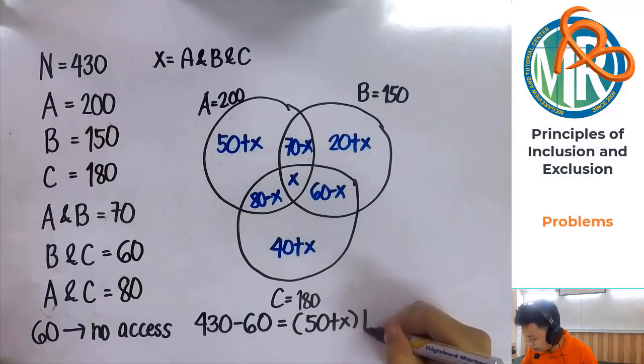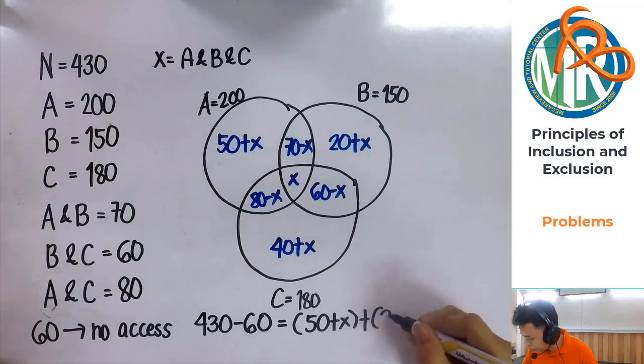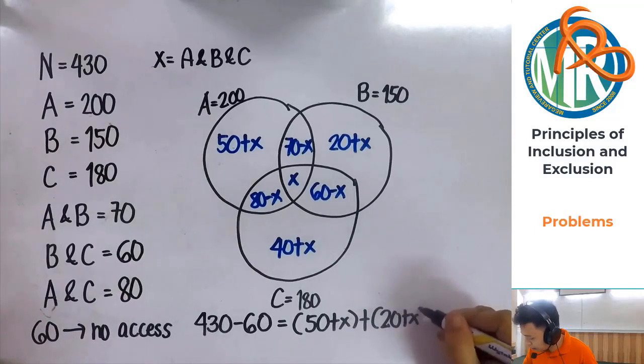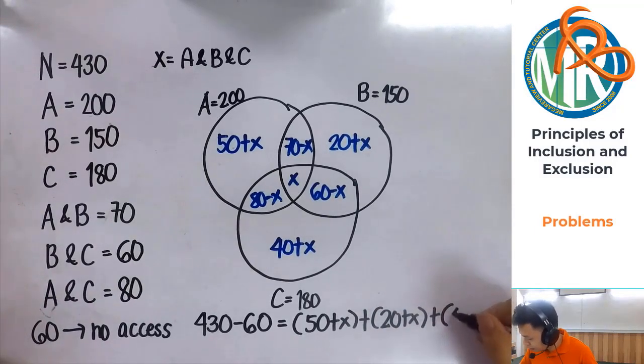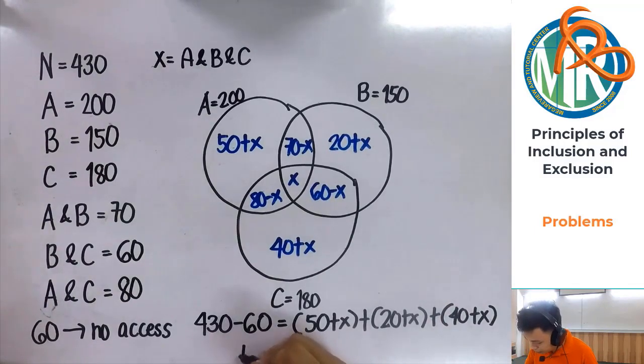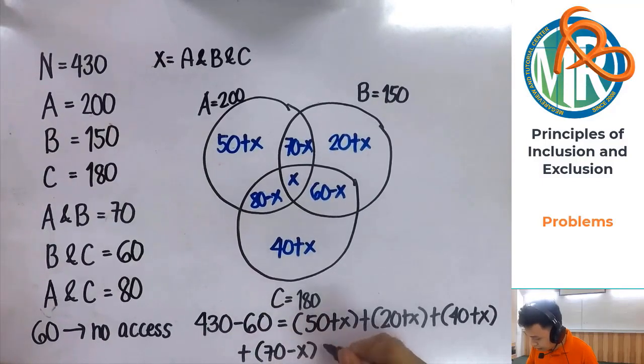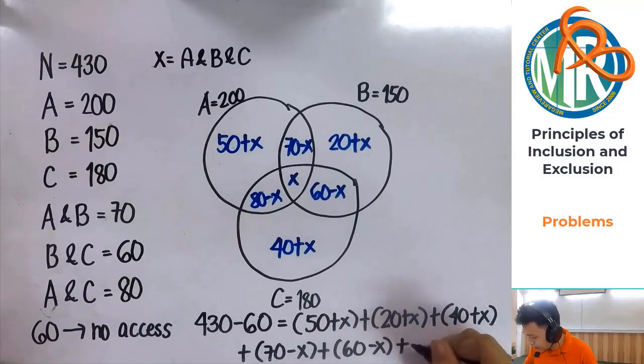So, i-add natin ito, lahat ng elements na nandito, this will be 50 plus X. This is plus 20 plus X. This is plus 40 plus X. So, idagdag pa natin yung 70 minus X, si 60 minus X, and si 80 minus X. And then, of course, plus X.